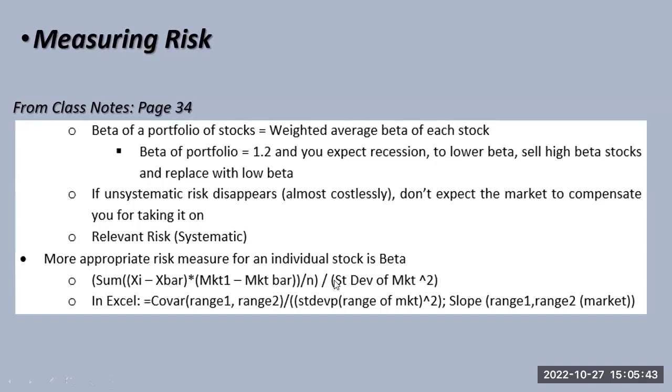We've already seen the formula. Y'all remember what the top is called? The numerator right there, covariance, right? So the top is covariance divided by the variance of the market, the standard deviation of the market squared. Or you can use a slope function. Just be real careful when you use slope: range 1 has to be your stock and range 2 is the market. You'll do this on paper 3. I'm going to show you how I want you to do that.